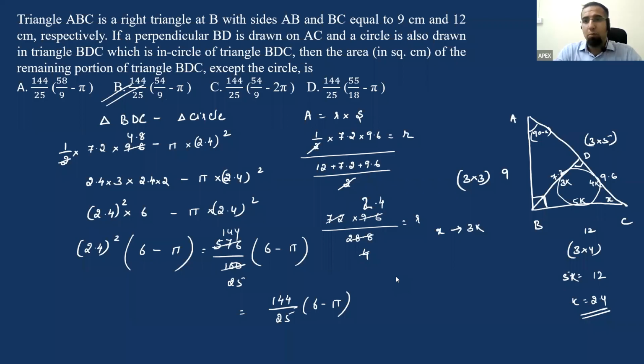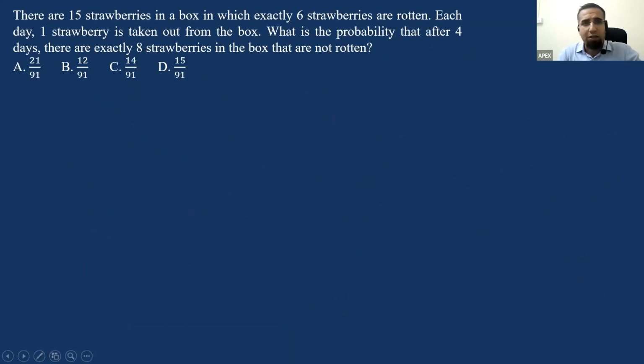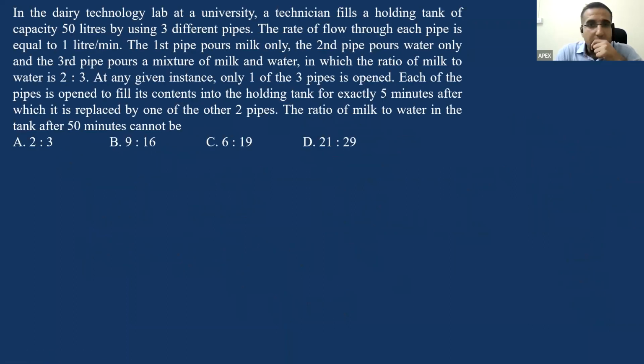So what does the next question talk about, guys? The next question says, in a dairy technology lab at a university, a technician fills a holding tank of capacity 50 liters by using 3 different pipes. The rate of flow of each pipe is 1 liter per minute. The first pipe pours only milk. The pipe with milk is represented by M.